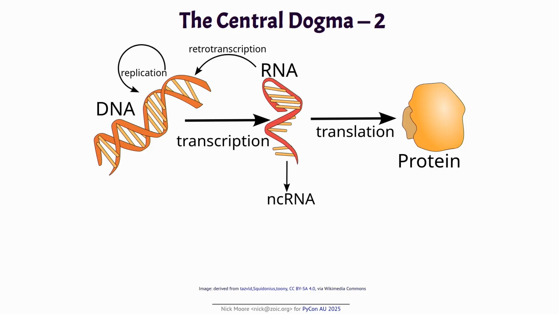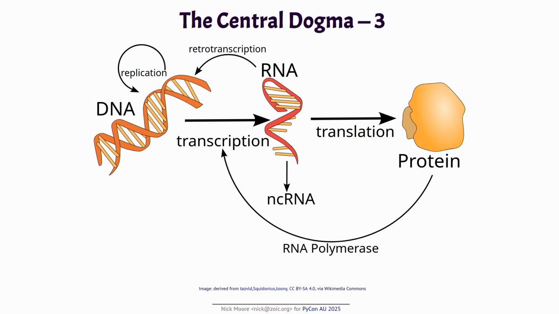Fine. Of course, there's also retrotranscription. That's when a virus writes from RNA back into DNA. There's also replication, where DNA gets copied into more DNA. And also sometimes RNA actually has a useful job to do itself. It's called non-coding RNA. So think of it as a data segment in your code. It gets used directly rather than being turned into a protein, but that's fine. That's not too complicated. Except for RNA polymerase, right?